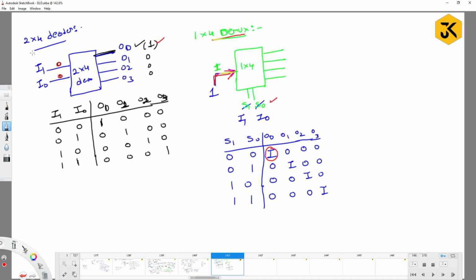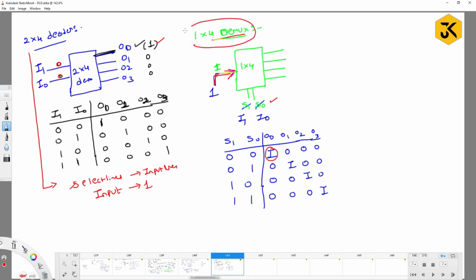So if you would like to get a 2x4 decoder, can I get it with the help of a demux? What you can do is simply take the select lines as input lines, and what about the input? I am going to make it 1. That's it. Then the 1x4 demux can work as a 2x4 decoder, as well as a 1x8 demux can be converted to a 3x8 decoder also.